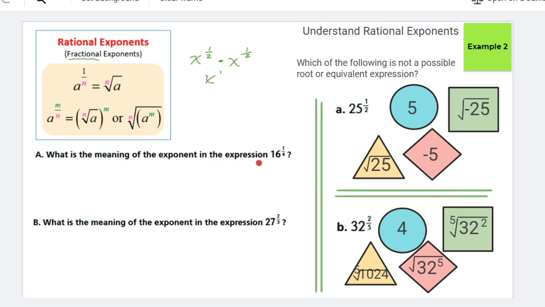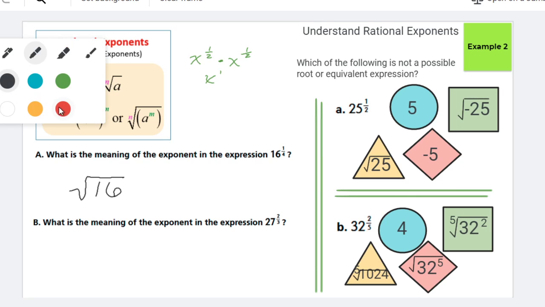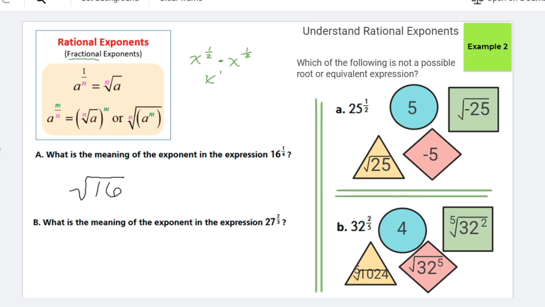Alrighty, so let's look at example A here. It says, what is the meaning of the exponent in the expression 16 to the 1/4? So if I go to write it out like we have there, I have my root symbol. Now my base here of my term becomes the radicand, so I'm going to put the 16 on the inside here. The numerator of the fraction turns into an exponent for this inside. So I'm going to put that 1 there.